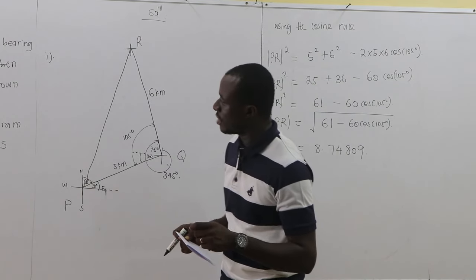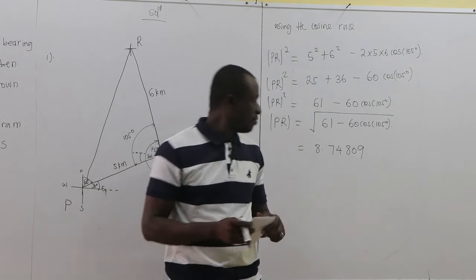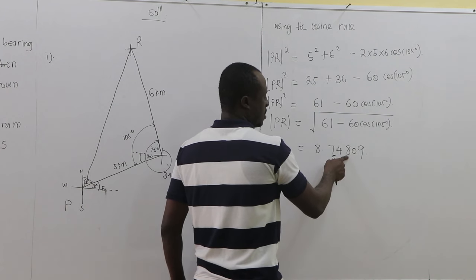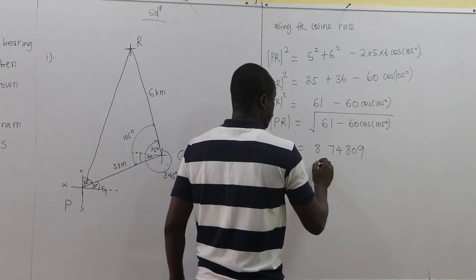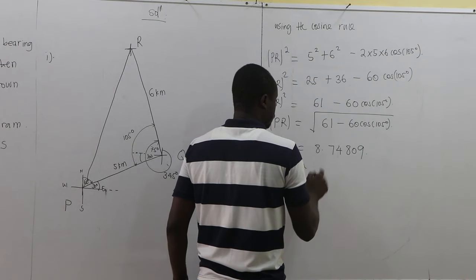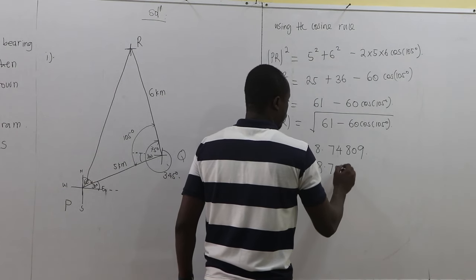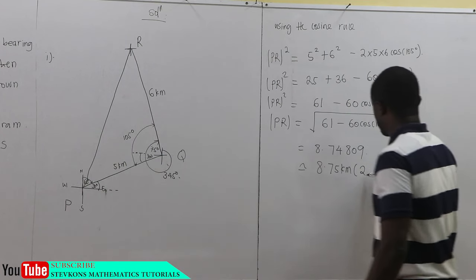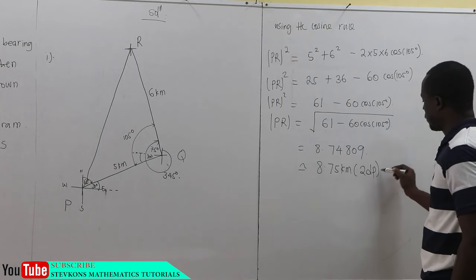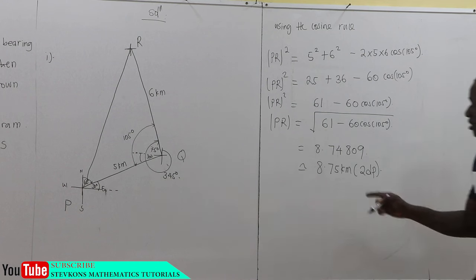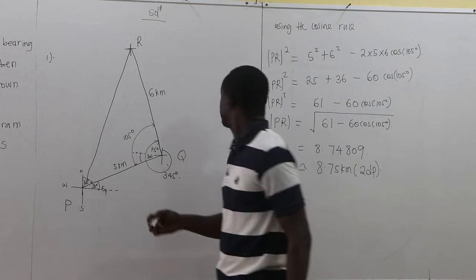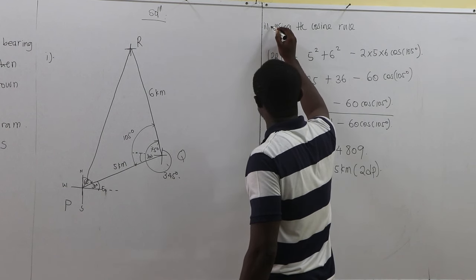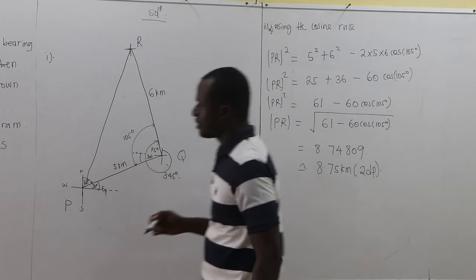Now, the question says it should be to two decimal places. That's a condition given to us. So this is the first decimal place, this is the second decimal place, but the next digit is 8, so it will change this. So to two decimal places, that will be 8.75 kilometers. So this is our part alpha. Now let's see the second one.